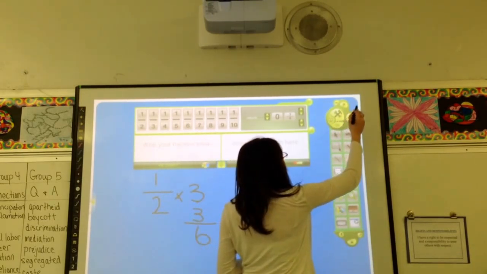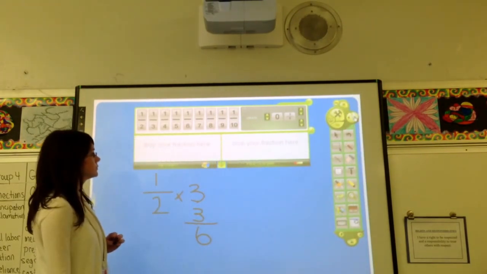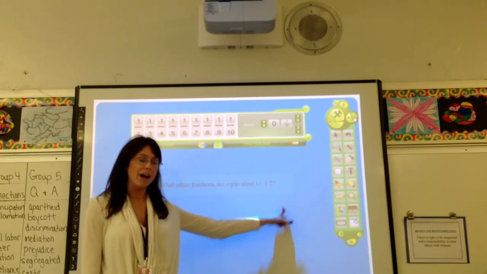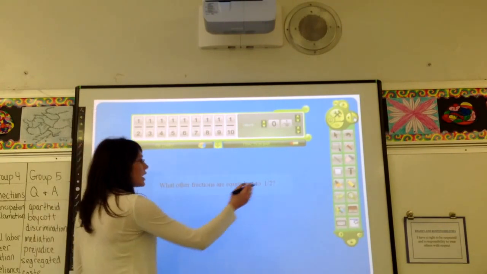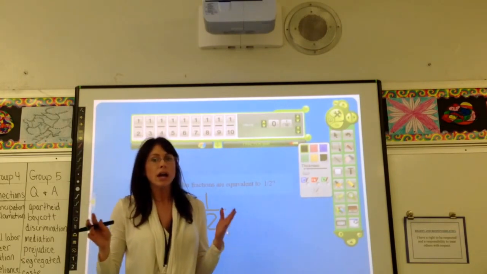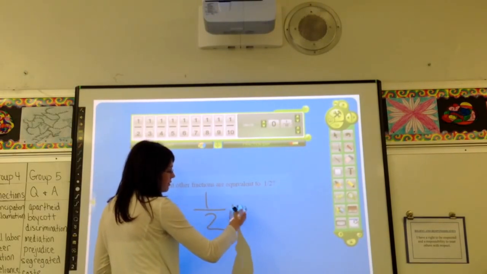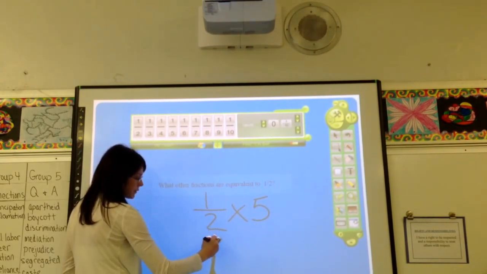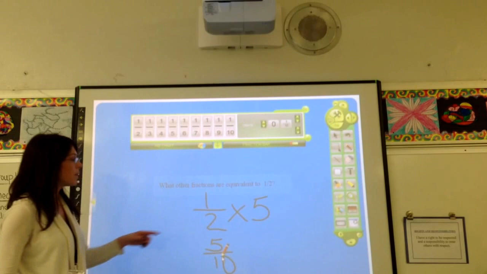Okay, we're going to move on to the next problem. What other fractions are equivalent to 1/2? This time we're going to represent the fractions using a fraction bar instead of a pie chart. So again, if I want to find fractions that are equivalent to 1/2, all I have to do is pick any number and multiply that number times the numerator and the denominator. So this time I'm going to do 5. 5 times 1 is 5, and 5 times 2 is 10. So that means that 5/10 is equivalent to 1/2.